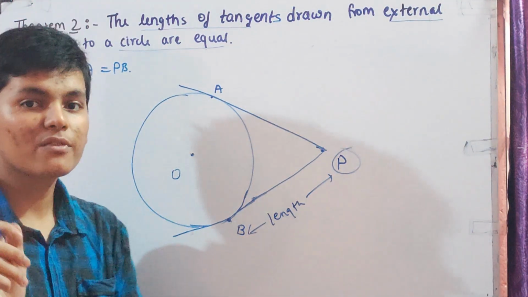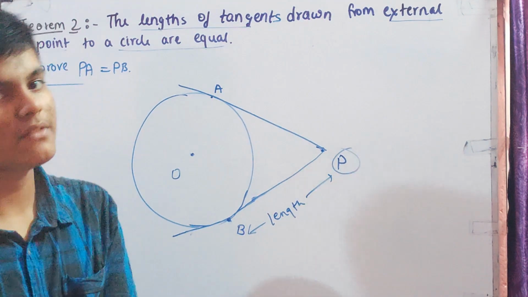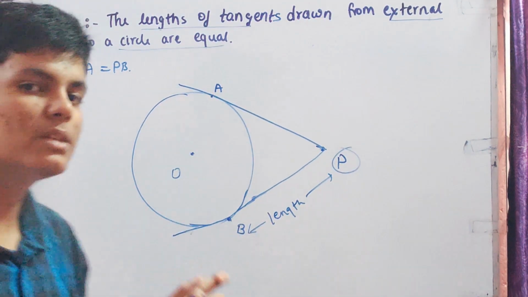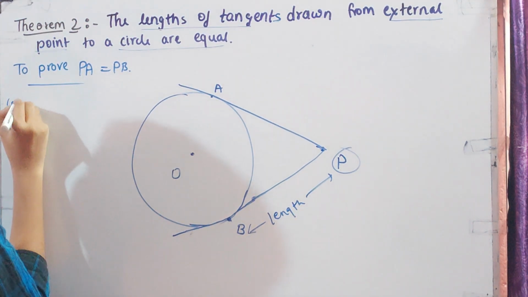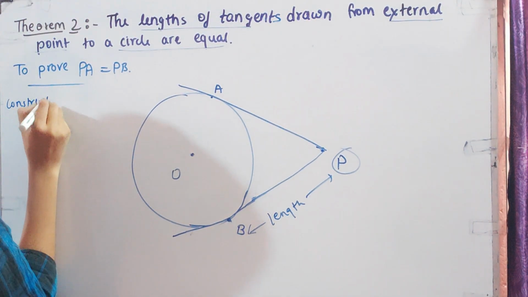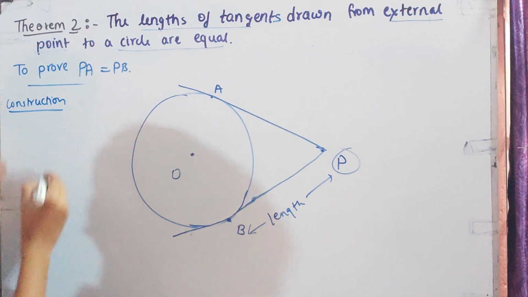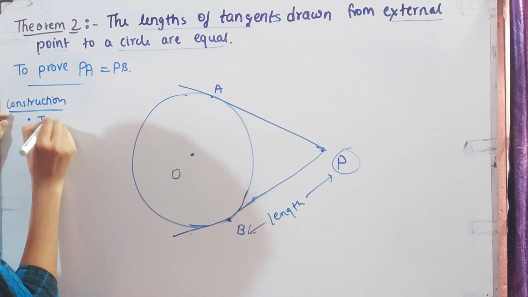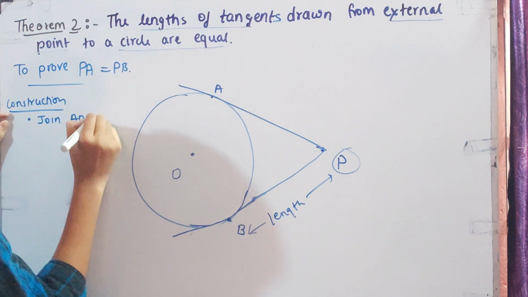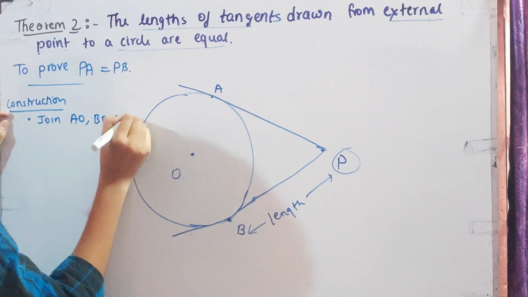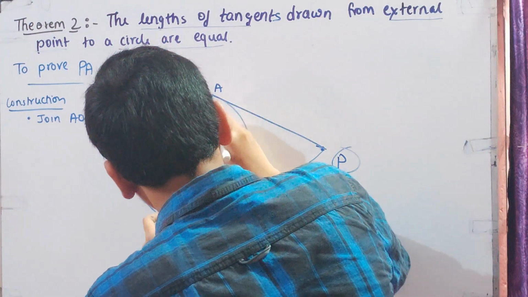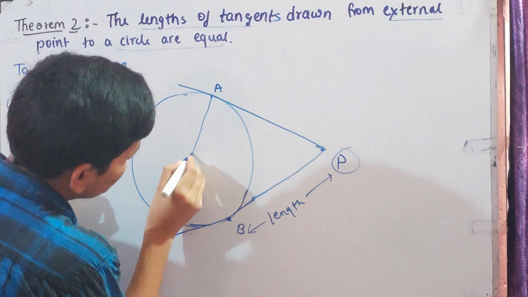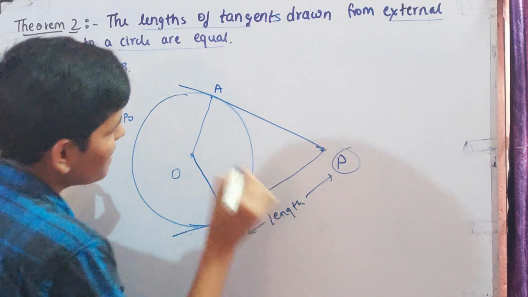To prove, we have to use two things. First thing, we have to do some construction. And second thing, we have to use the first theorem. Let me explain you how. So first, we are going to do construction. What construction? First one is, join AO, BO and PO. So we are going to join AO, then we are going to join BO, and then we are going to join PO.